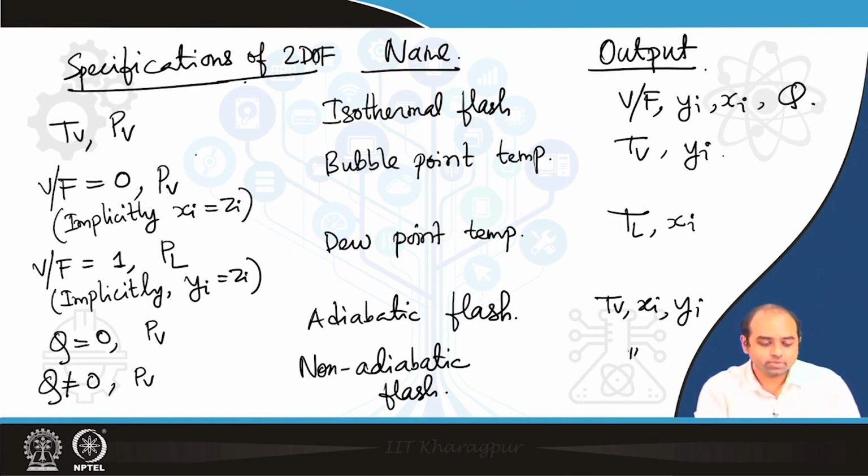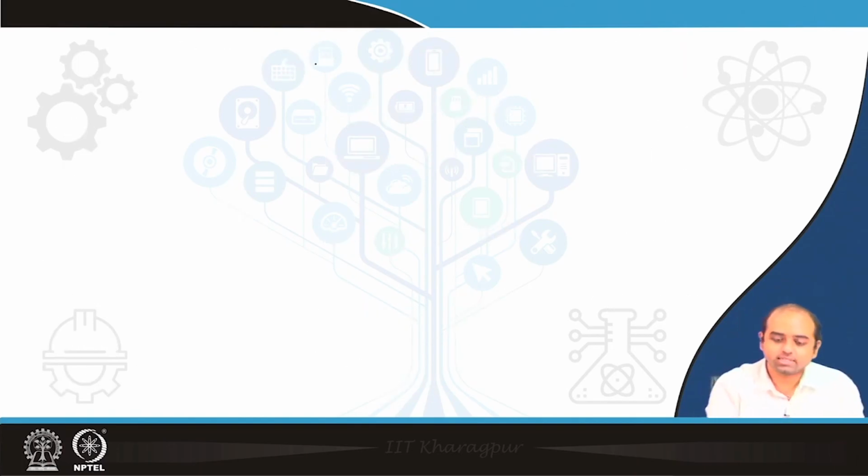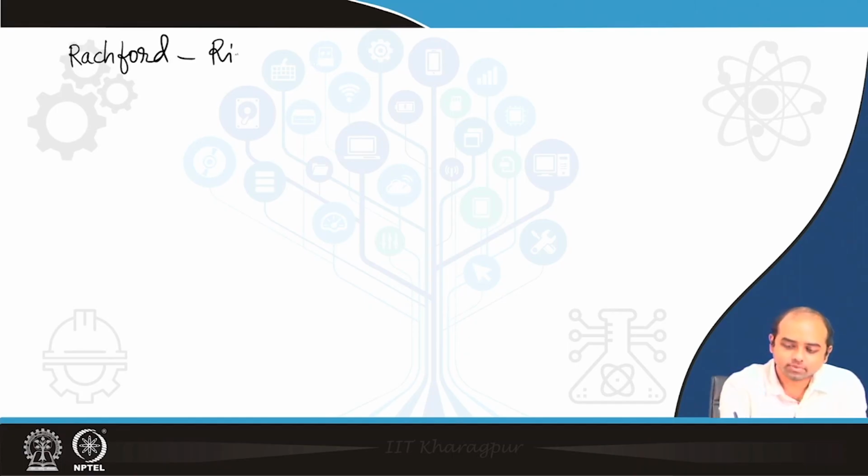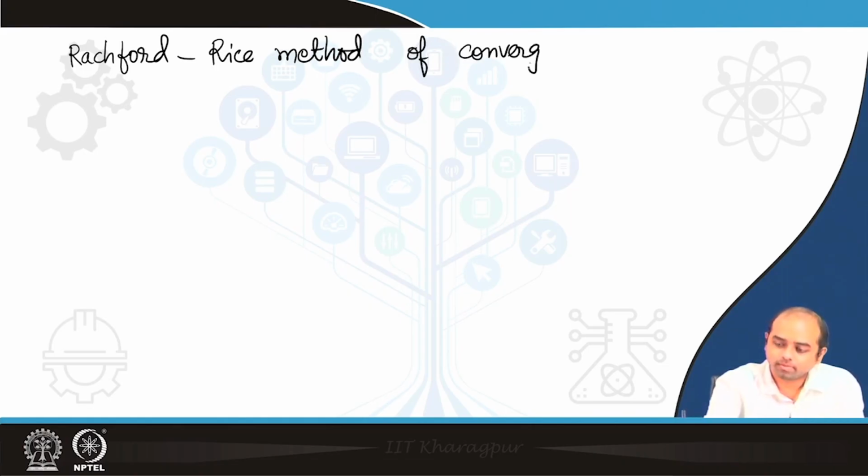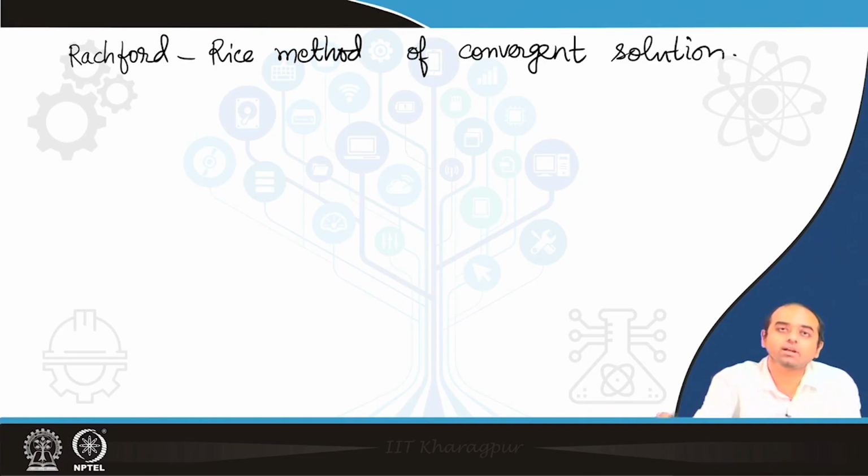Now let us look into the calculations for what happens when we have an isothermal flash and when we have an adiabatic flash. This process of estimating all the compositions for a simple flash distillation was proposed by Rachford-Rice. So, we look into the Rachford-Rice method of convergent solution. Please note, here we are talking about multi-component systems. Had it been a binary system, you could have easily calculated by simple substitution, but for multi-component systems it is not so straightforward, you need an iterative solution.